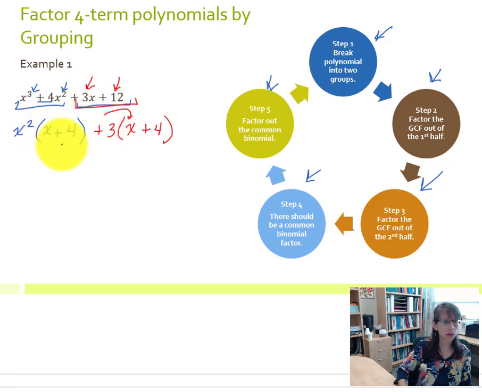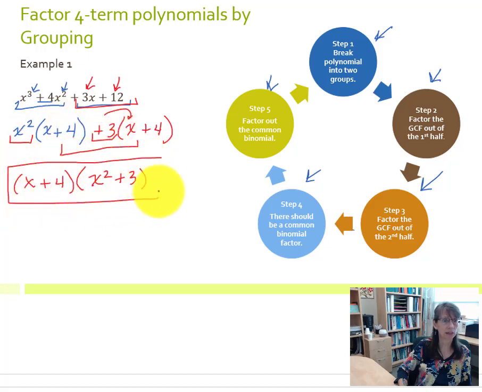Now do you notice that in these quantities we have an exact amount? So do you notice in these quantities they are exactly the same? That is your common factor of x plus 4. So to get the other factor, you are joining x squared with positive 3. And this is the completely factored answer.